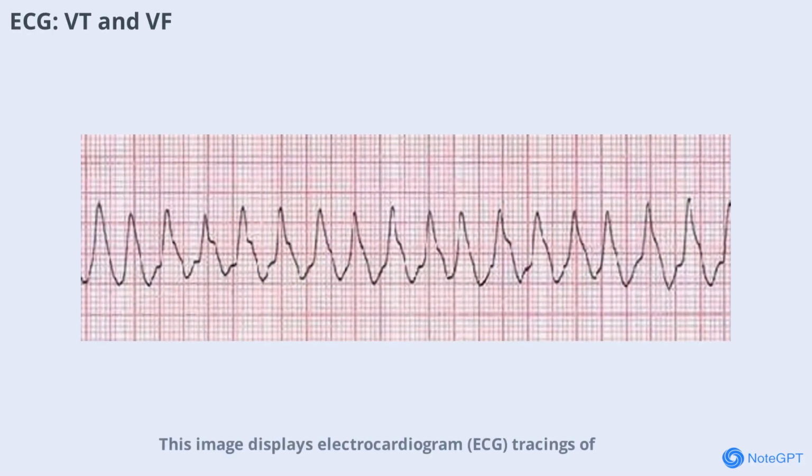This image displays electrocardiogram (ECG) tracings of ventricular tachycardia (VT) and ventricular fibrillation (VF). These are life-threatening cardiac arrhythmias that require immediate intervention. VT is characterized by rapid, regular heartbeats, while VF presents as chaotic, irregular electrical activity. Recognizing these patterns is crucial for timely and effective resuscitation.